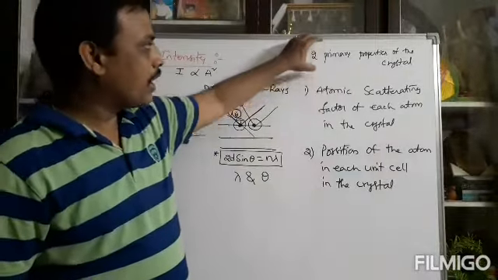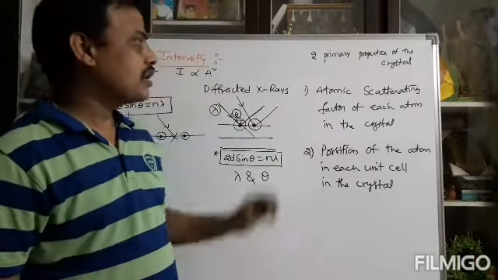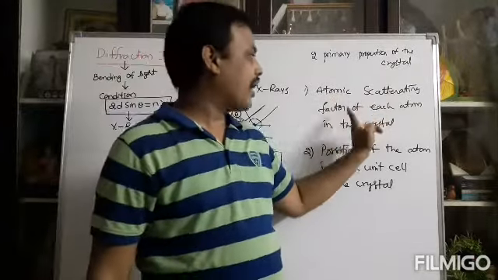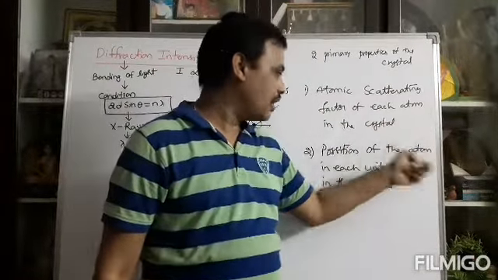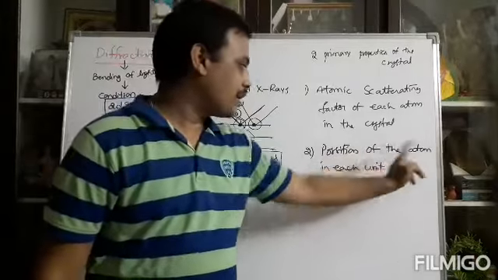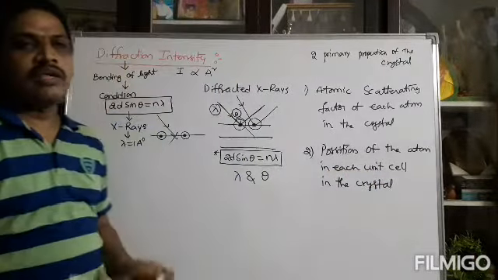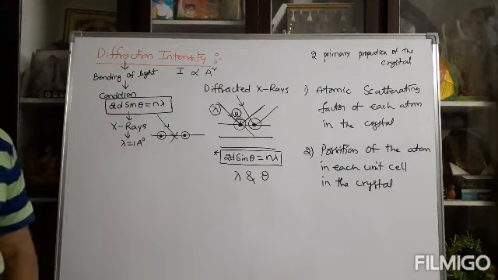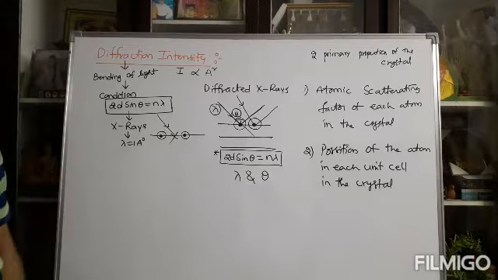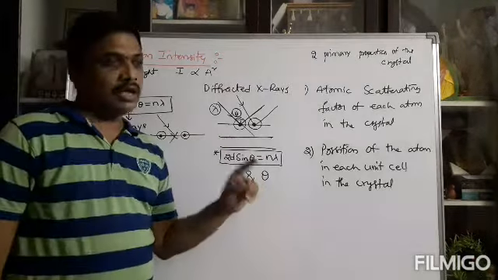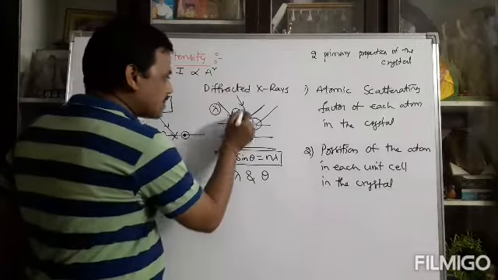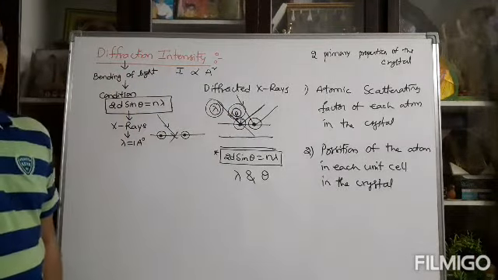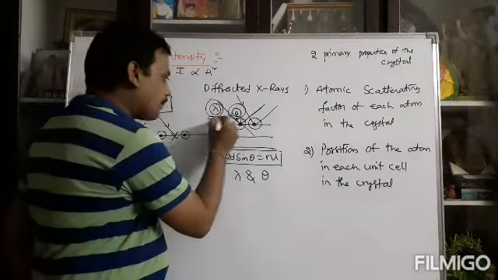So that's why the two primary properties of the crystal that cause the diffraction pattern not to be obeyed are, first, the atomic scattering factor of each atom in the crystal, and second, the position of the atom in each unit cell of the crystal. Those are the major two factors for why diffraction is not obeyed at every condition. Diffraction is obeyed mainly based on glancing angle and variation of lambda. That is one factor.